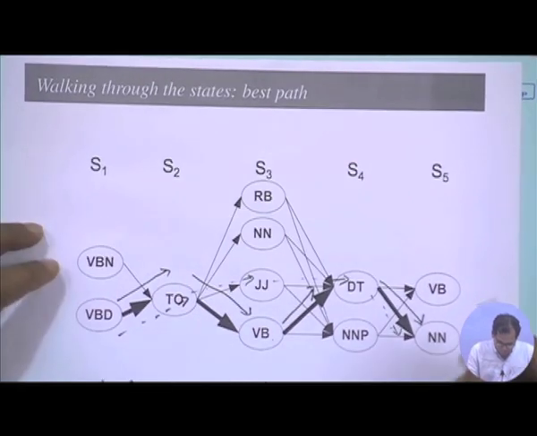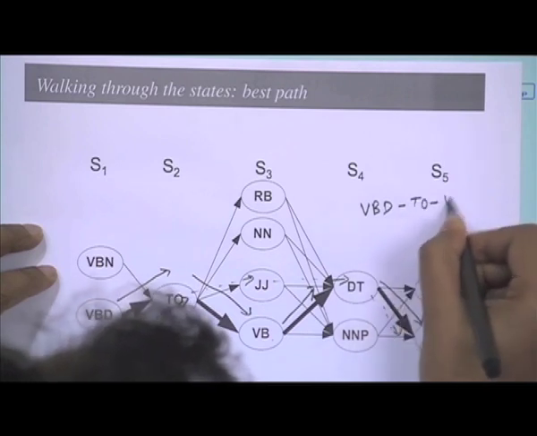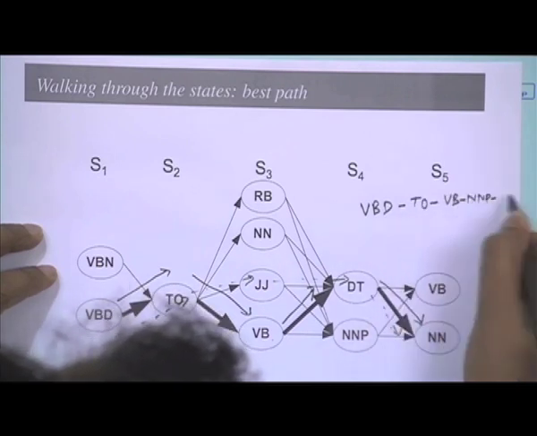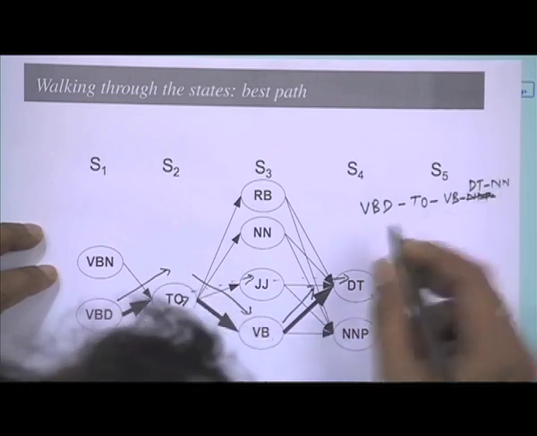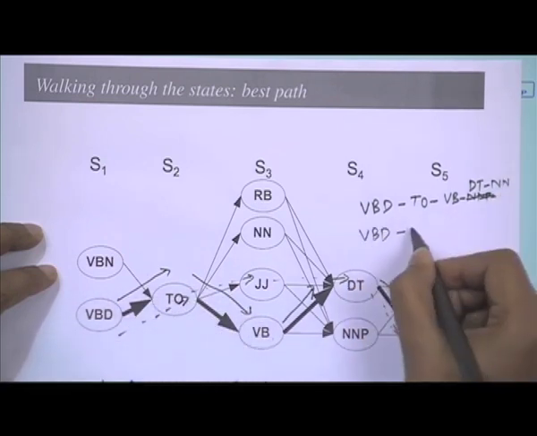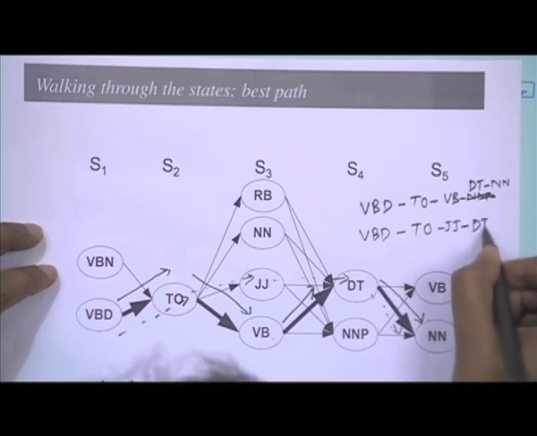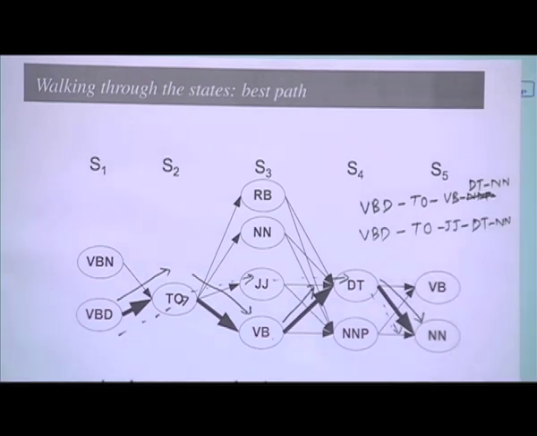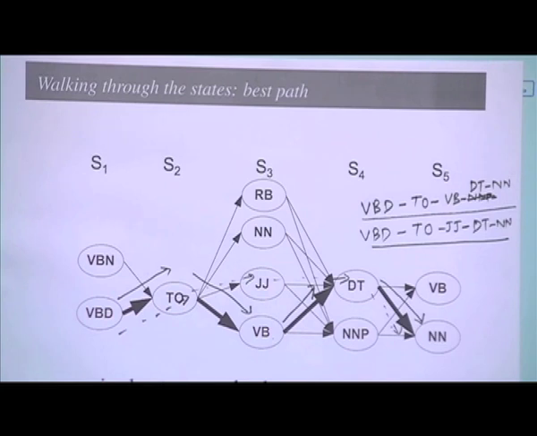Okay. So in VBD, TO, VB, NNP, DT, NN and VBD, TO, JJ, DT, NN. Okay. So now there are two different tag sequences, and I want to find out the probability of both of these to find out which one is better.